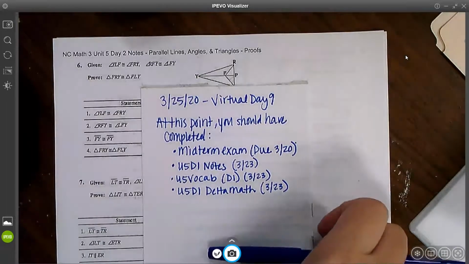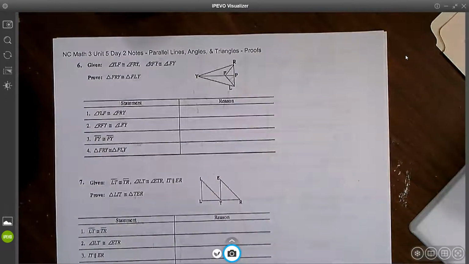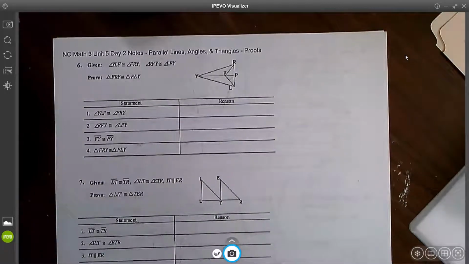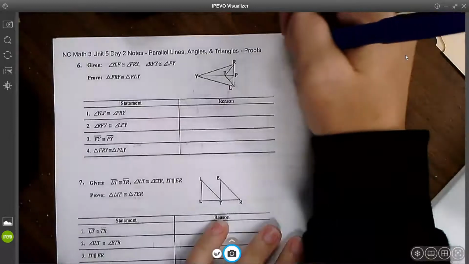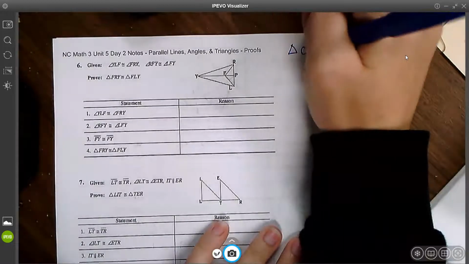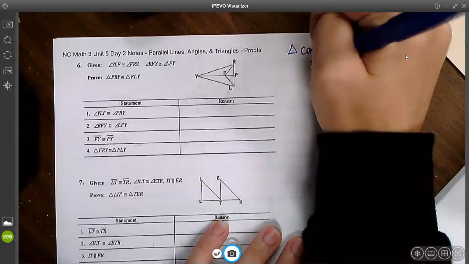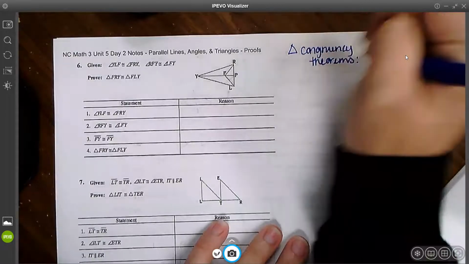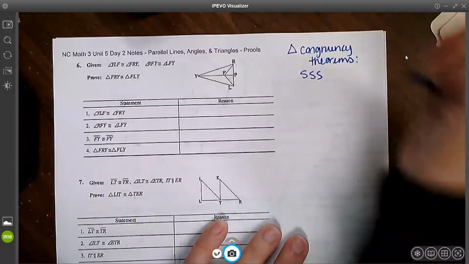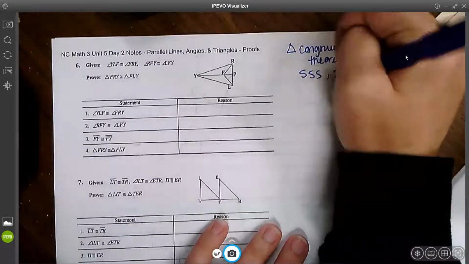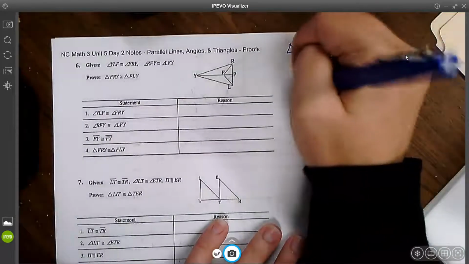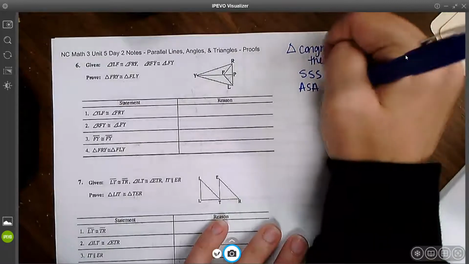So we're going to start with proofs today. Day 2, parallel lines, angles, and some triangle proofs. If you remember triangles from Math 2, side, side, side, side, angle, side, and angle, angle, side. So triangle congruency theorems. We have side, side, side, side, angle, side, and angle, angle, side.